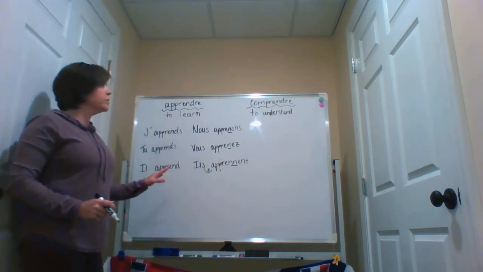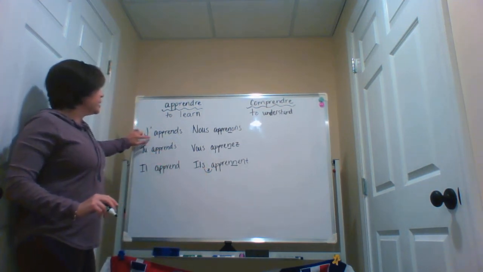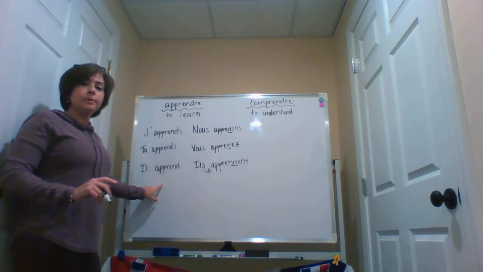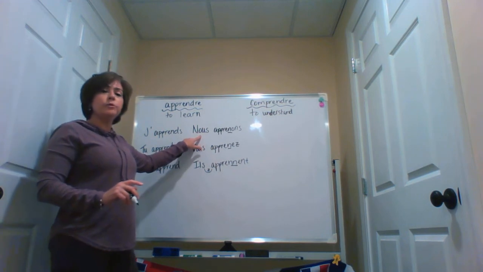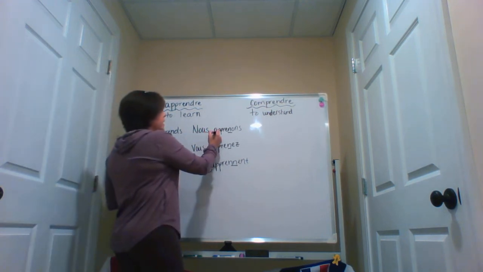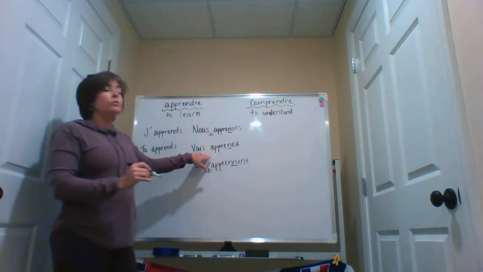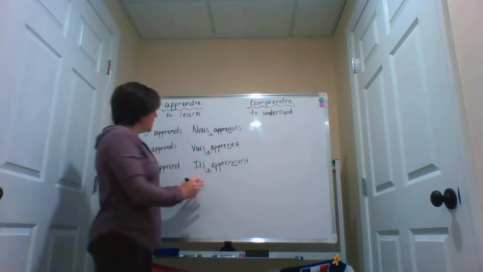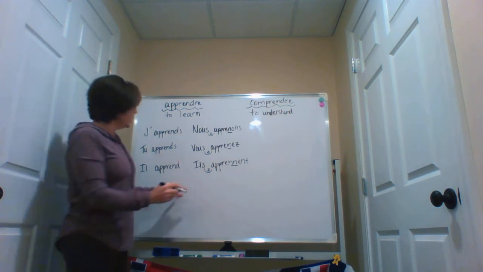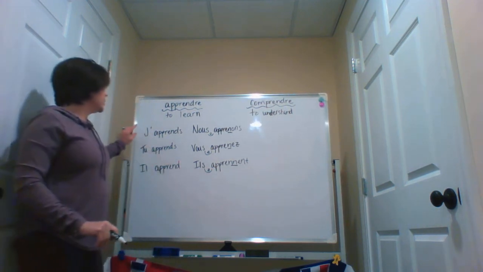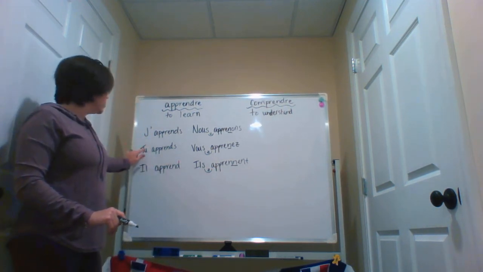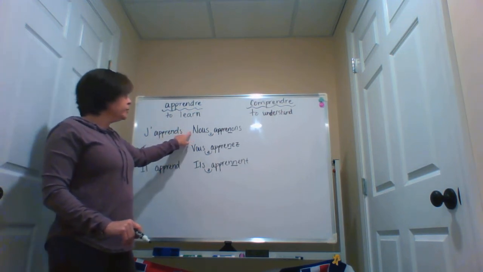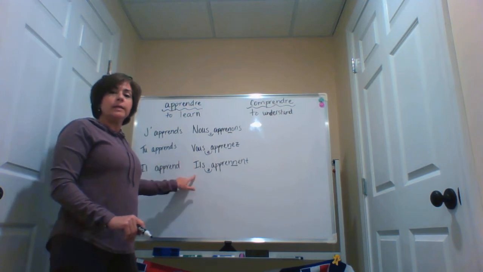Okay, let's try our écouter et répéter. J'apprends. Tu apprends. Il apprend. Nous apprenons. Again, because of the A, I have my liaison. Vous apprenez. Liaison. Ils apprennent. Liaison. Allez, one more time. J'apprends. Tu apprends. Il apprend. Nous apprenons. Vous apprenez. Ils apprennent.